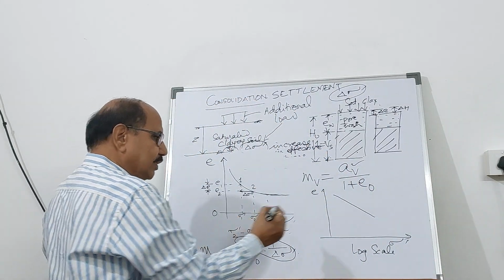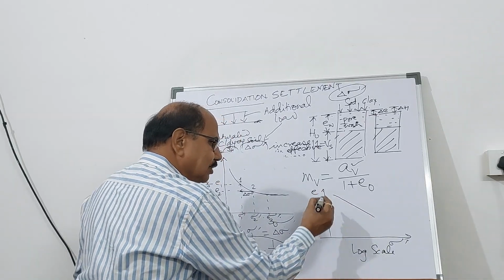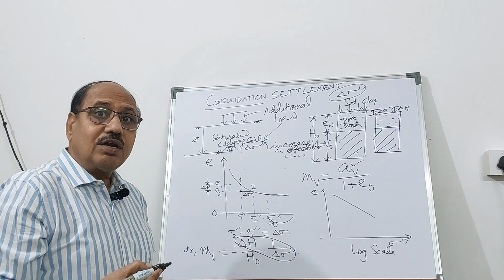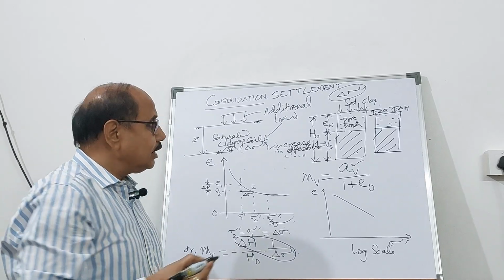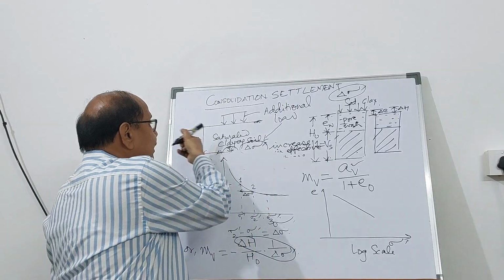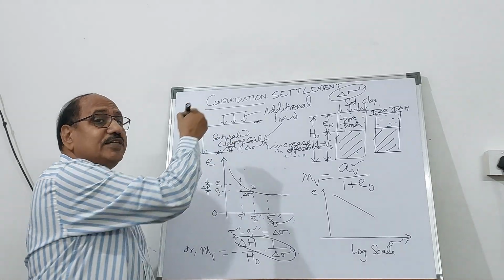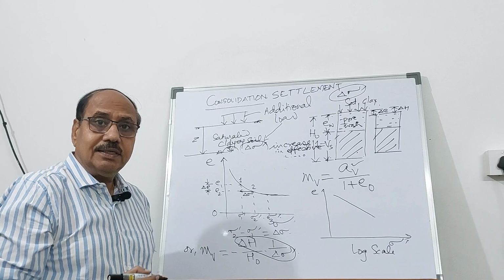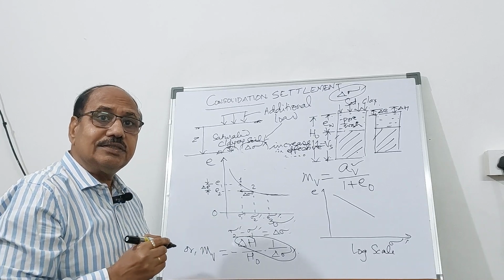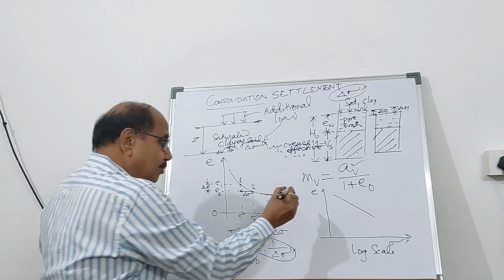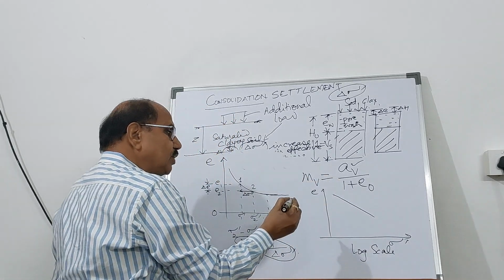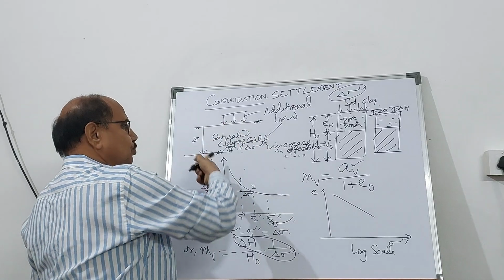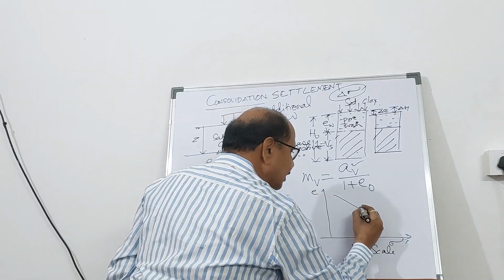Now, if it is normally consolidated soil, you will be getting a straight line. Now the question is, what is normally consolidated soil? A soil mass which has not been subjected to a pressure greater than the present pressure is called normally consolidated soil. So for normally consolidated soil, in the stress history, this has not been subjected to. So this is called a virgin curve.